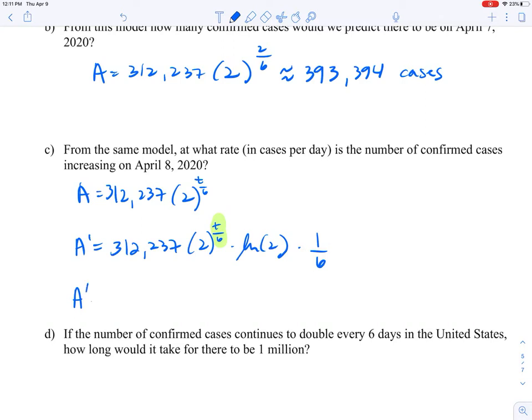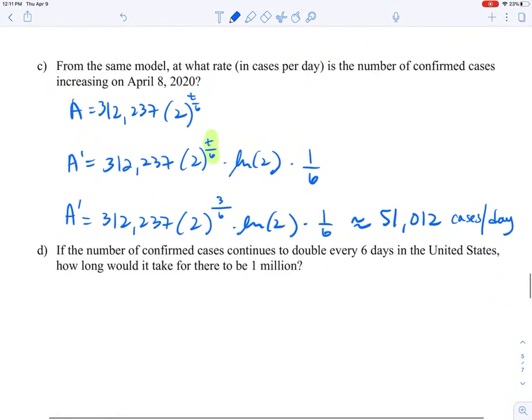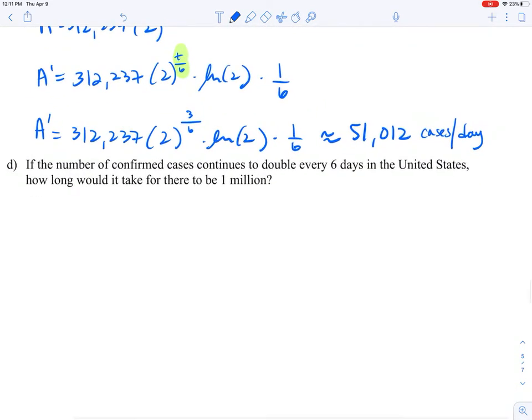April 8th is 3 days after April 5th, so we'll plug in 3 for t. And when we do that, we get approximately 51,012 cases per day. Which again, this has already changed. We know that the doubling time in the United States has already increased. So this is just based off of the model we came up with.